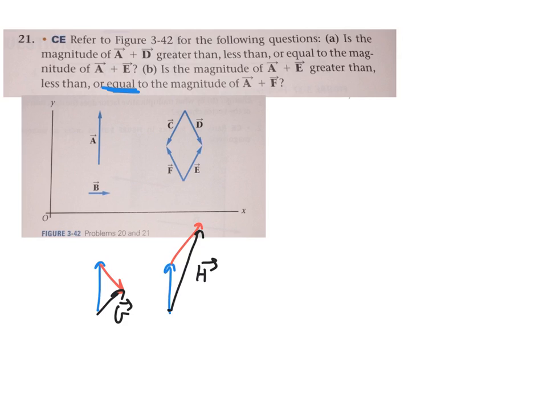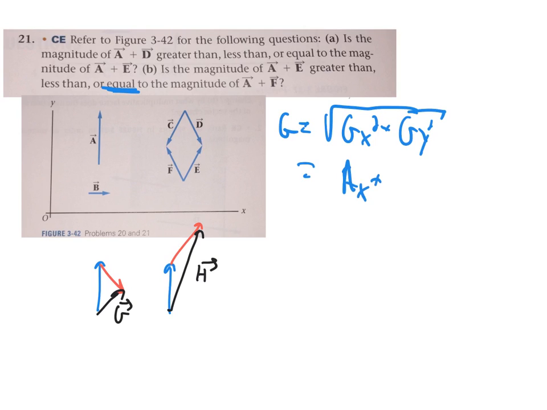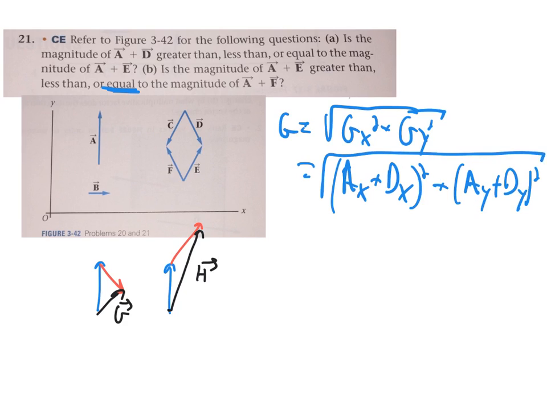But to show it, we would go about saying something along the lines of that G would be the square root of gx squared plus gy squared, and gx is ax plus dx, which has to be squared, and gy is ay plus dy, which has to be squared, and then we square root it.